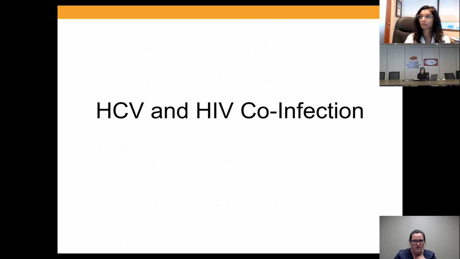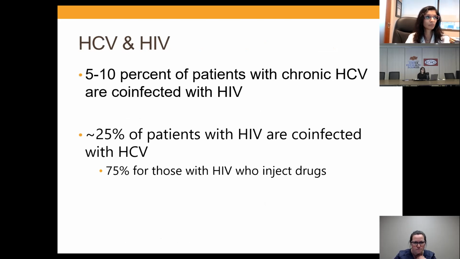Okay, so now to move on to a different subset here, hepatitis C and HIV co-infection. About 5 to 10% of patients who have chronic hepatitis C are also co-infected with HIV. And then from the opposite side of that, about 25% of patients with HIV are co-infected with hepatitis C. And this number goes up for patients who inject drugs.